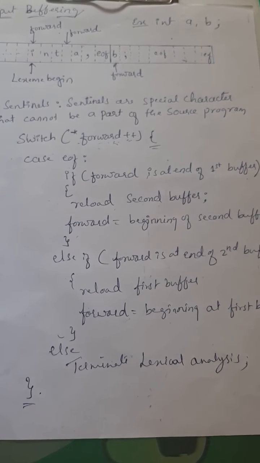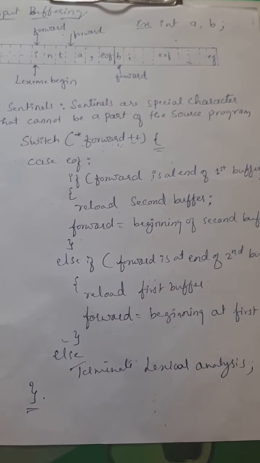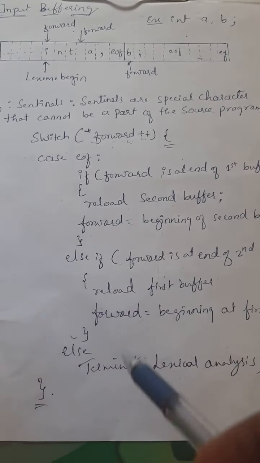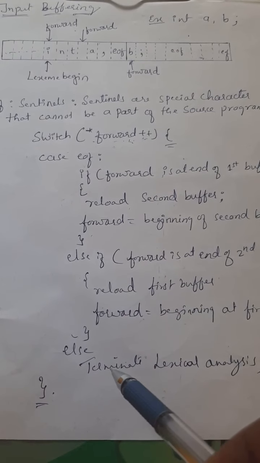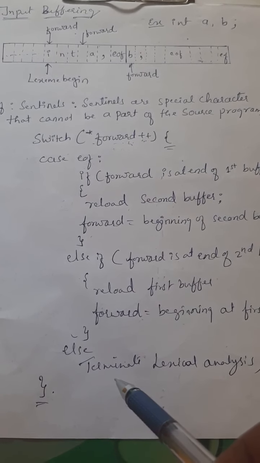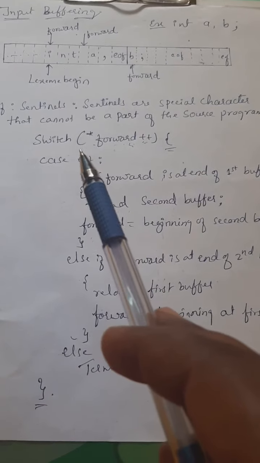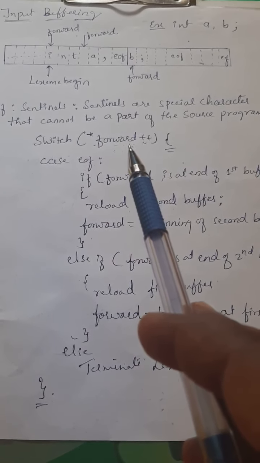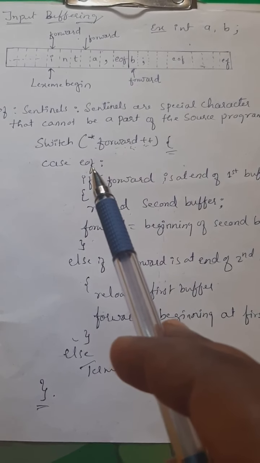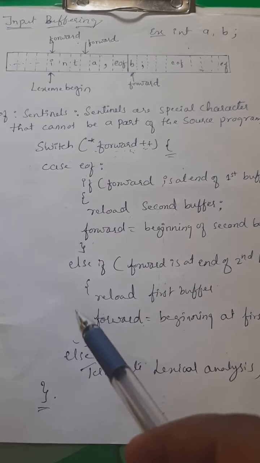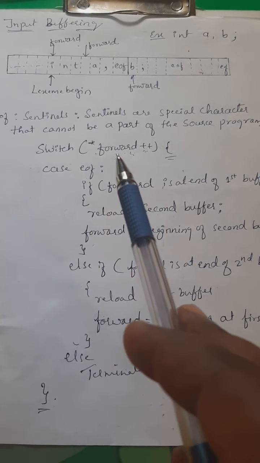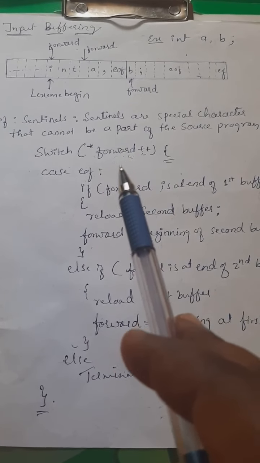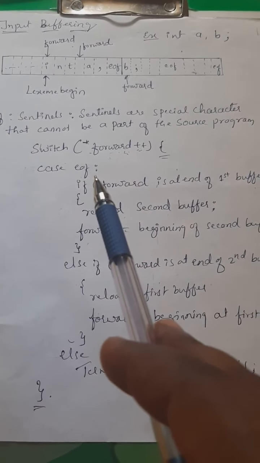Let us see the algorithm written to advance the forward pointer when it sees the sentinel EOF. The code is like this. This is also called the lookahead code for the forward pointer. Here the argument passed to the switch is the forward pointer. In case of an EOF, what actions are taken by the compiler? So this is the advancement of the forward pointer when it sees the sentinel EOF.